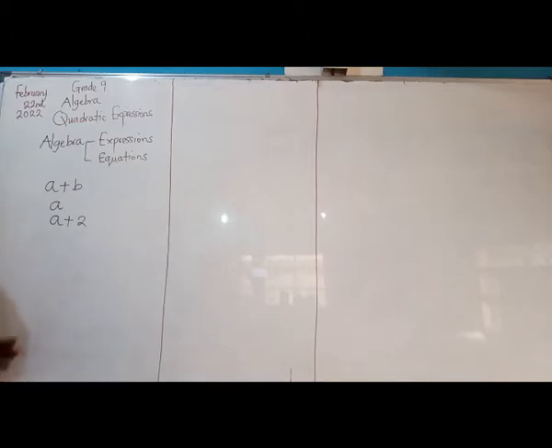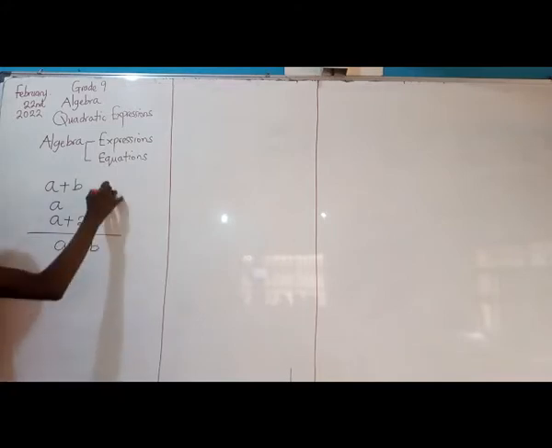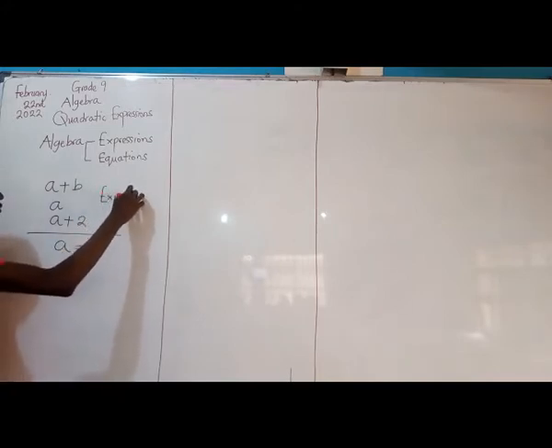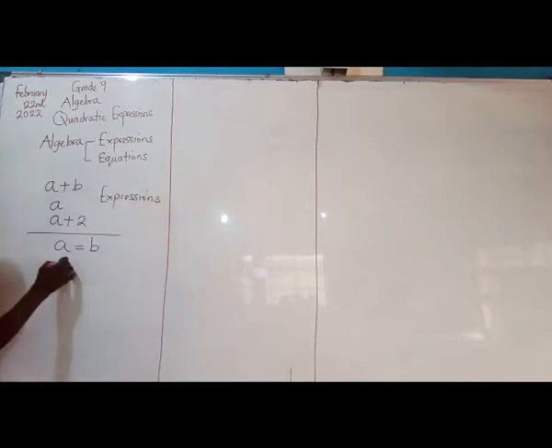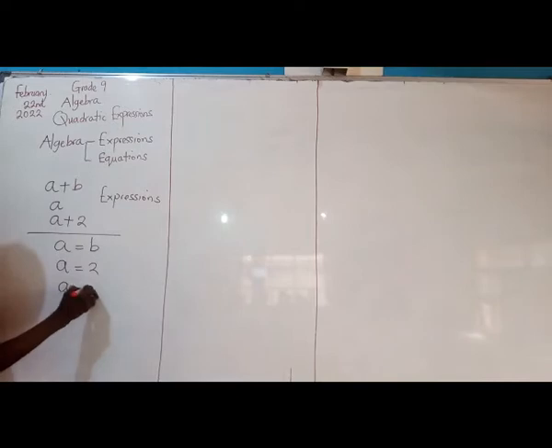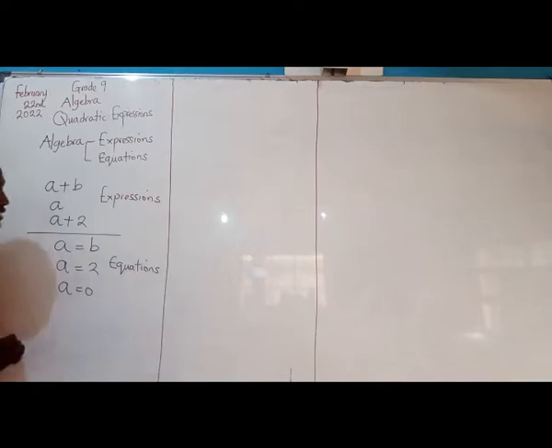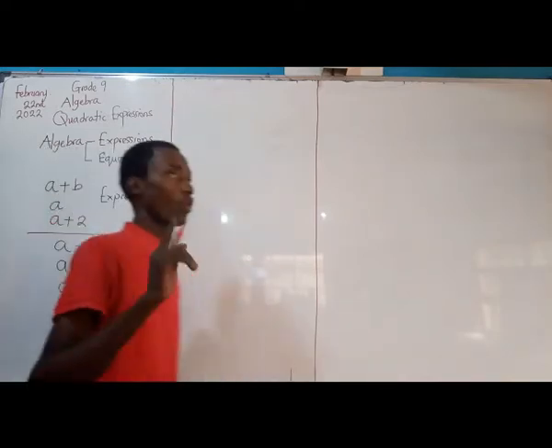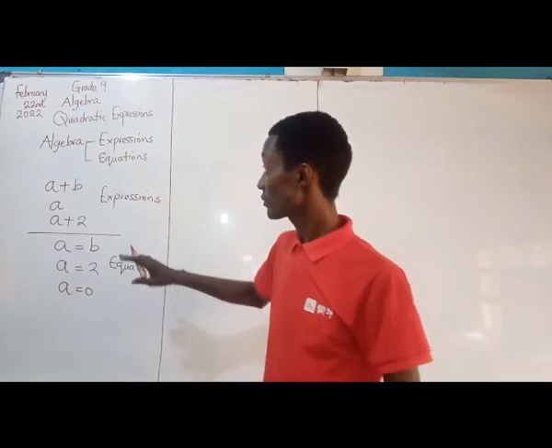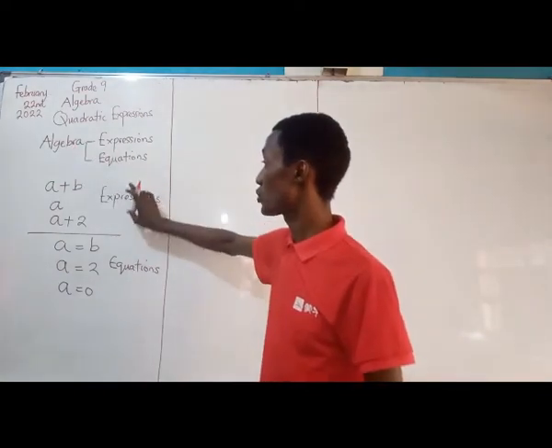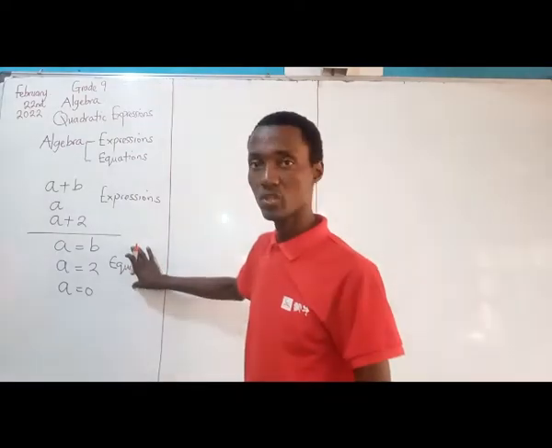When we talk about equations, we mean two-sided. I could say A is equal to B. That's an equation. I could have A equal to 2. That's yet another equation. Or I could have A maybe equal to 0. All of these constitute what is called equations. We cannot talk about algebra without drawing reference to expressions and equations.